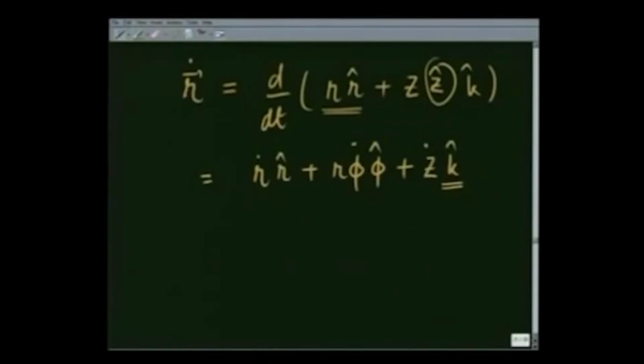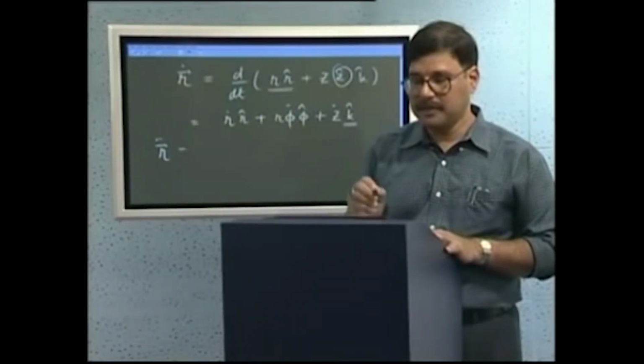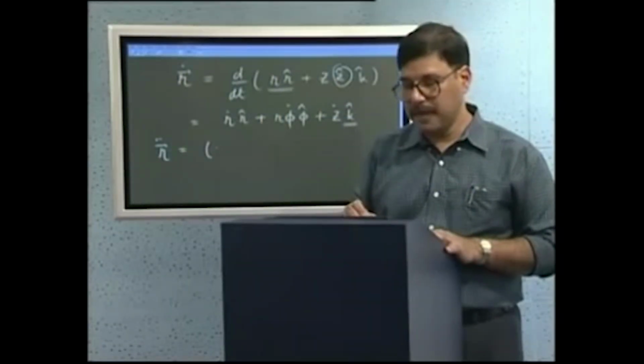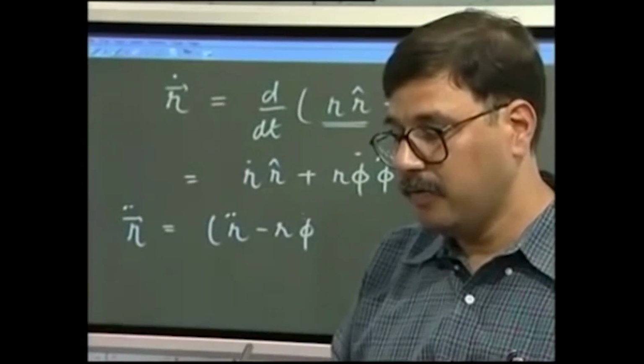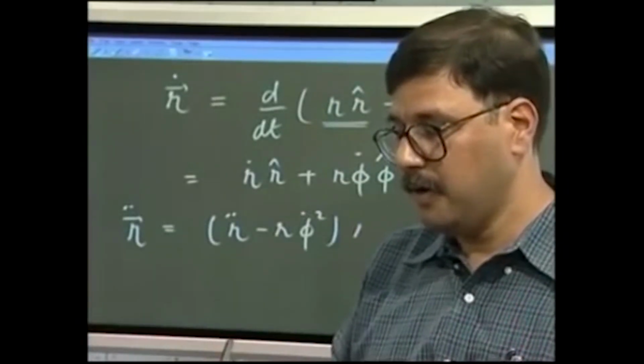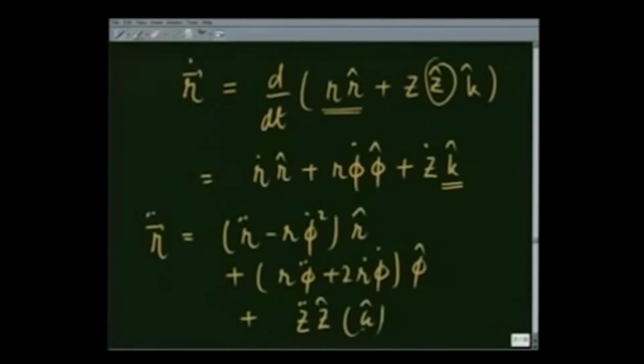Rest, the derivation of the acceleration I will leave for you as an exercise. I will just give you the answer. It is going to be the same as in the previous case for the xy plane, which is going to be r double dot minus r phi dot square in r direction plus r phi double dot plus 2 r dot phi dot in phi direction plus z double dot in z or equivalently k direction.